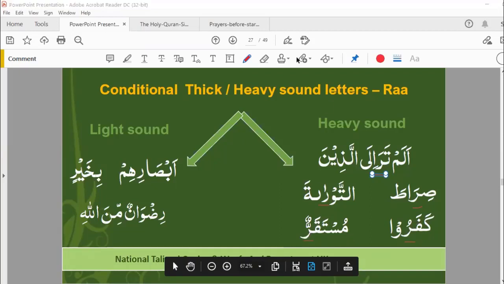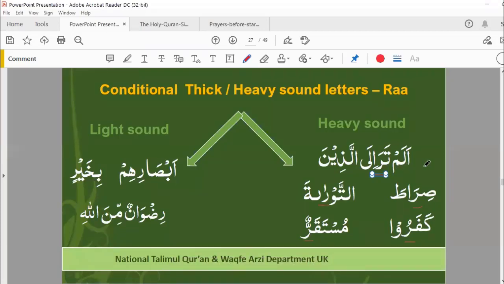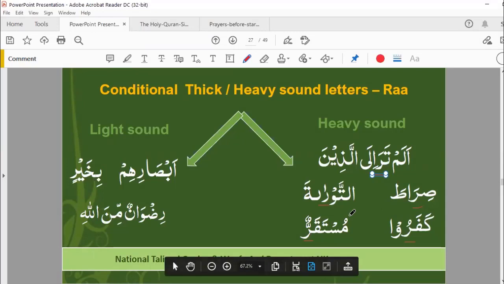Now, please read these words. Alam tara ila alladhina sirata at-tawrata. Brilliant. Kafaru. Mustaqarrun. Mustaqar. Again, mustaqarrun. Yeah.